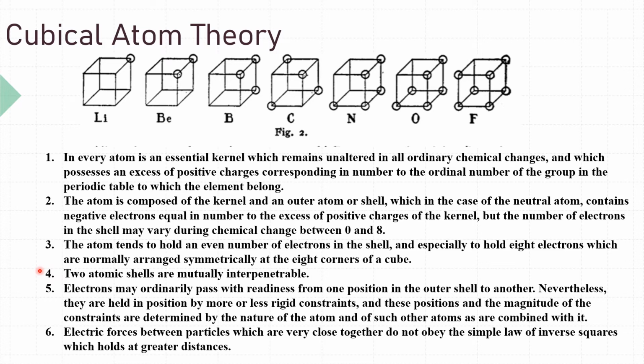He then proceeds to say that while electrons may exchange positions in the valence shell, they are held in positions by rigid constraints that are determined by the nature of the atom and the other atoms it's combined with. Finally, he asserts that the electrical forces between particles which are very close together do not obey the simple law of inverse squares, which holds at greater distances.